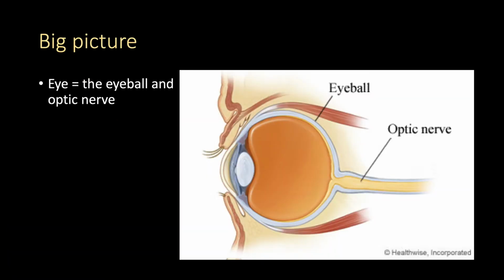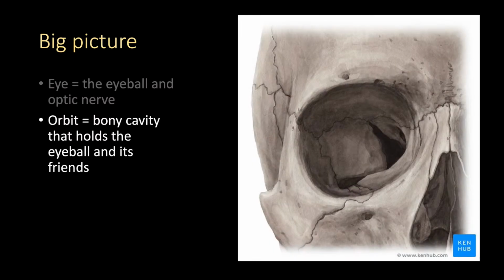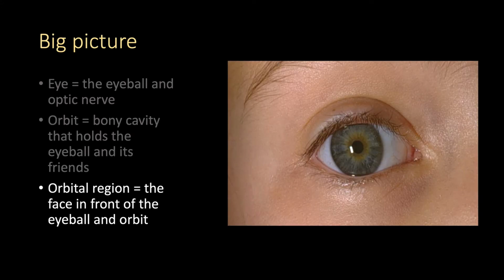When we refer to the eye, we are specifically talking about the eyeball and the attached optic nerve. The term orbit refers to the bony cavity that surrounds the eye and its supporting structures. The orbital region refers to the soft parts anterior to the orbit and eyeball, including the lids and ducts.